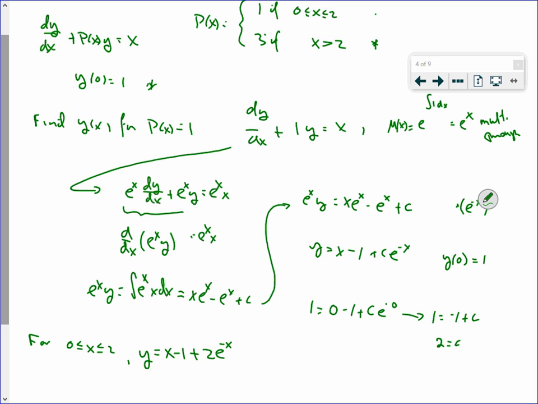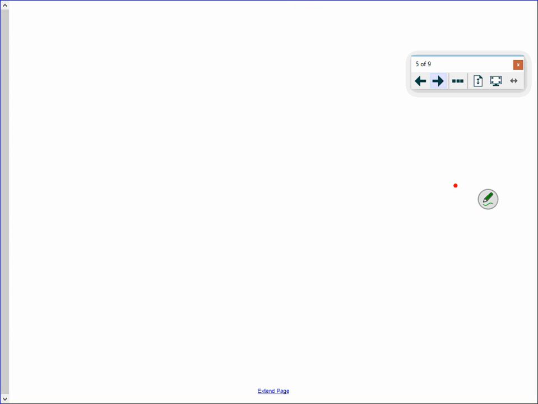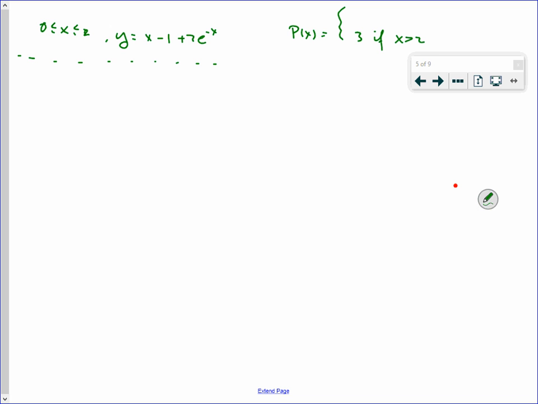Okay, so we've got this. Now, let's do a new page. This goes from 0 to 2, and we're interested now in this part of the p of x. I've already done the first part, so don't even write it down. So we just hold on to this thing, and it's dy dx then plus 3y equals x.